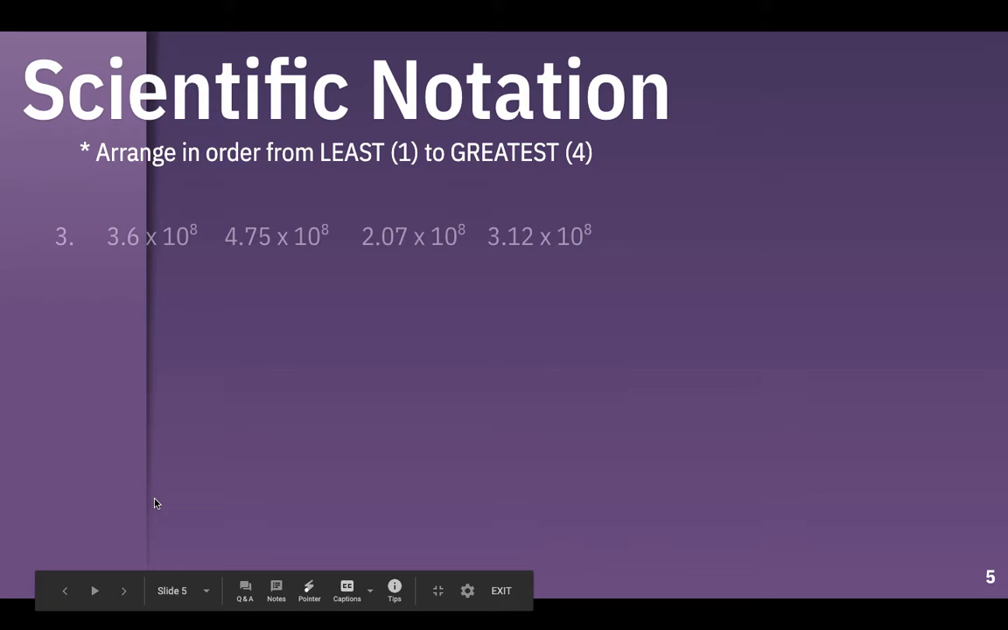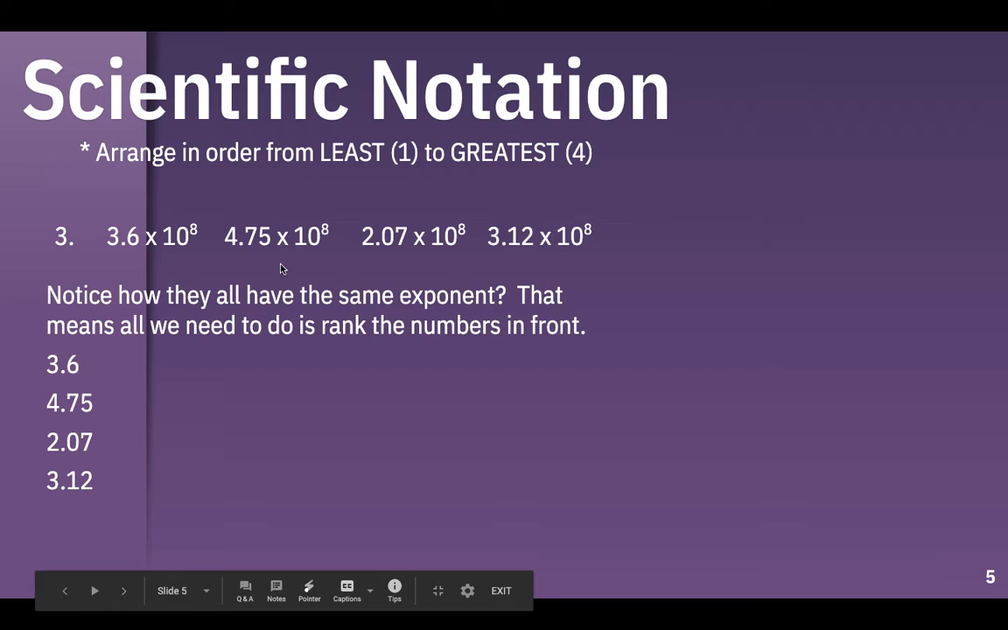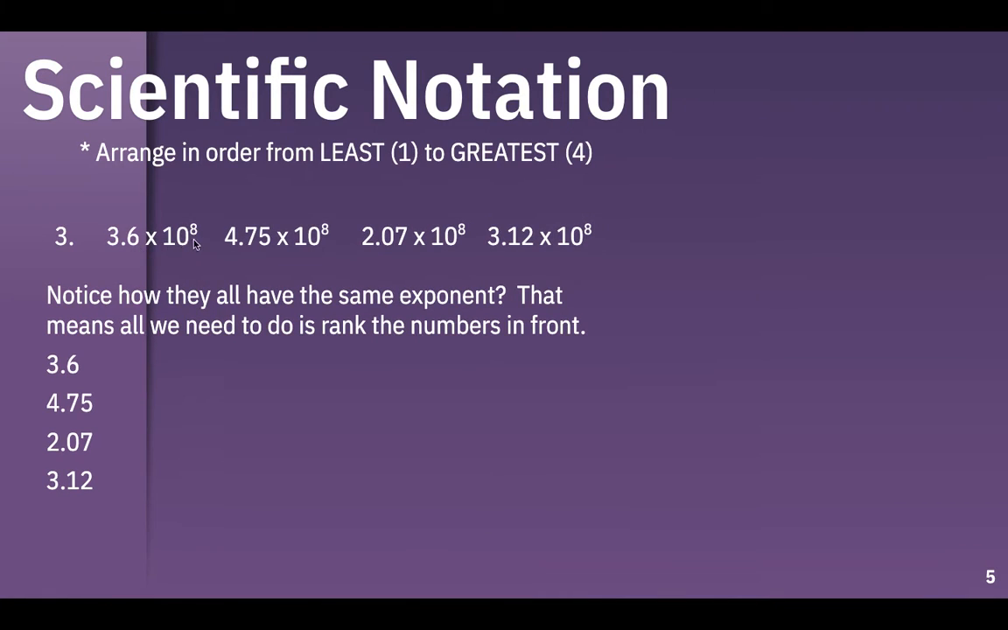Let's do the same thing. This time these are all in scientific notation. Let's take a look. We notice they all have the same exponent. We have 3.6 times 10 to the 8th, 4.75 times 10 to the 8th, 2.07 times 10 to the 8th, and 3.12 times 10 to the 8th. So they all have an exponent of 8. All we need to do is rank the numbers in front. So if we just put our numbers straight out: 3.6, 4.75, 2.07, and 3.12.